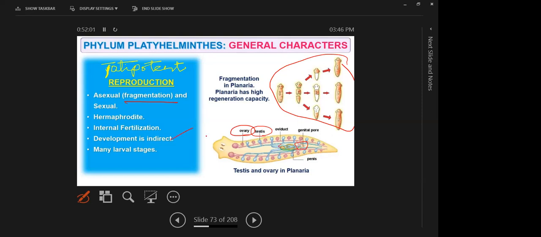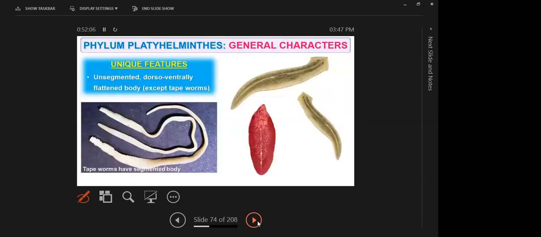So development again is internal. So larval stages are many. So then only you call it internal. So here they are unsegmented, they do not have segments. They are dorso-ventrally flattened. They are very flat, so totally flat.